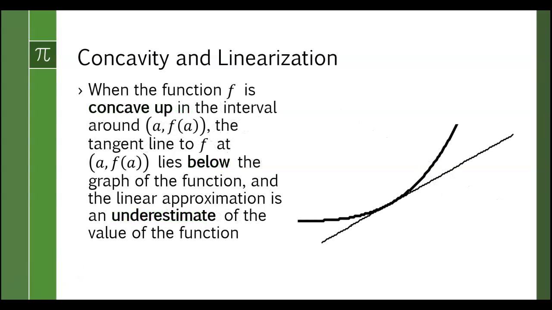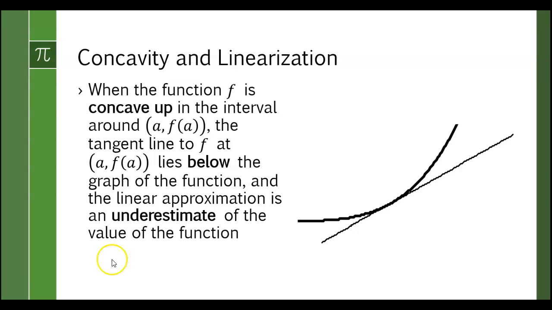Conversely, if the graph is concave up, then it will always lie above. Therefore, the linear approximation is always an underestimate. So the original graph will always be above the linear approximation, therefore making my approximation an underestimate.